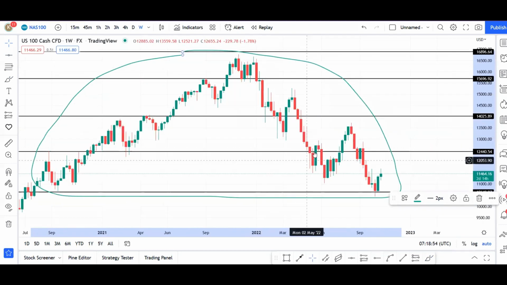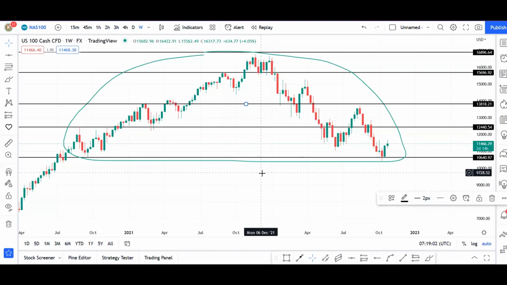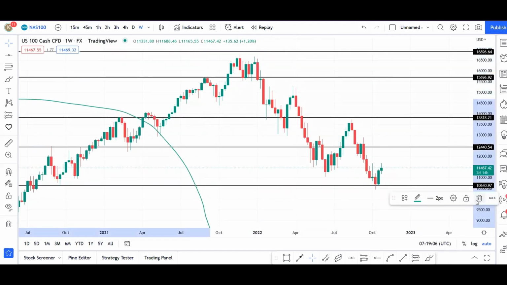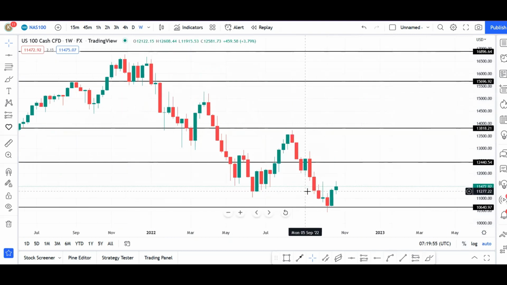Now that we have established a playground, we can see where we're currently at. At the current moment in time, we are here. We're playing along 10,640 and 12,440, and 13,818. Those are the exact places where we're currently playing with NAS 100. That's the current playground. That's where we're currently at.